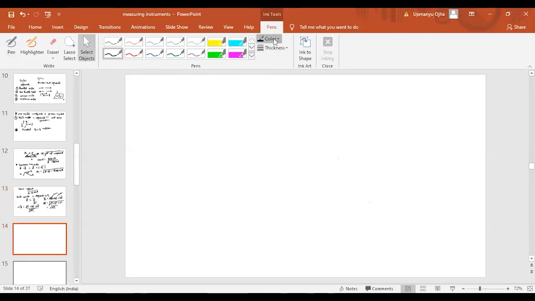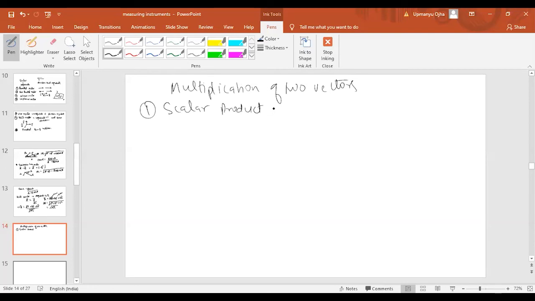Now we have discussed the addition of two vectors and subtraction of two vectors. Then we have multiplication of the two vectors. How are two vectors multiplied? Basically, we have two types of multiplication. One is scalar product or dot product.